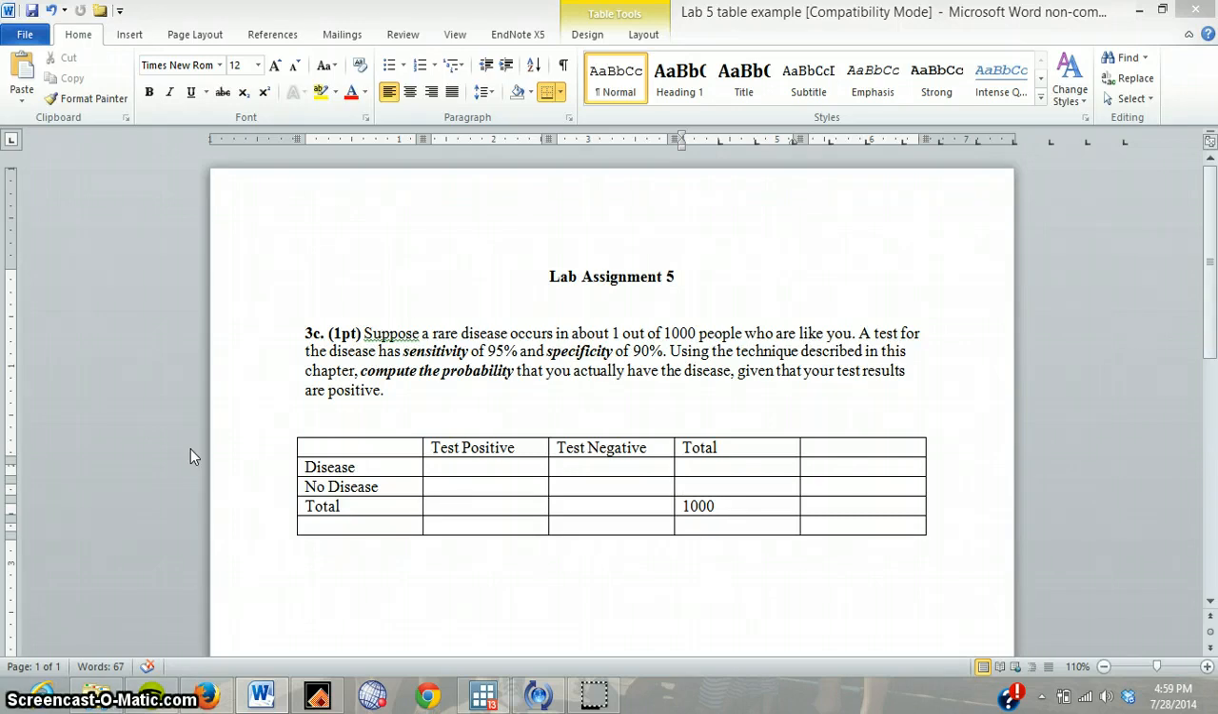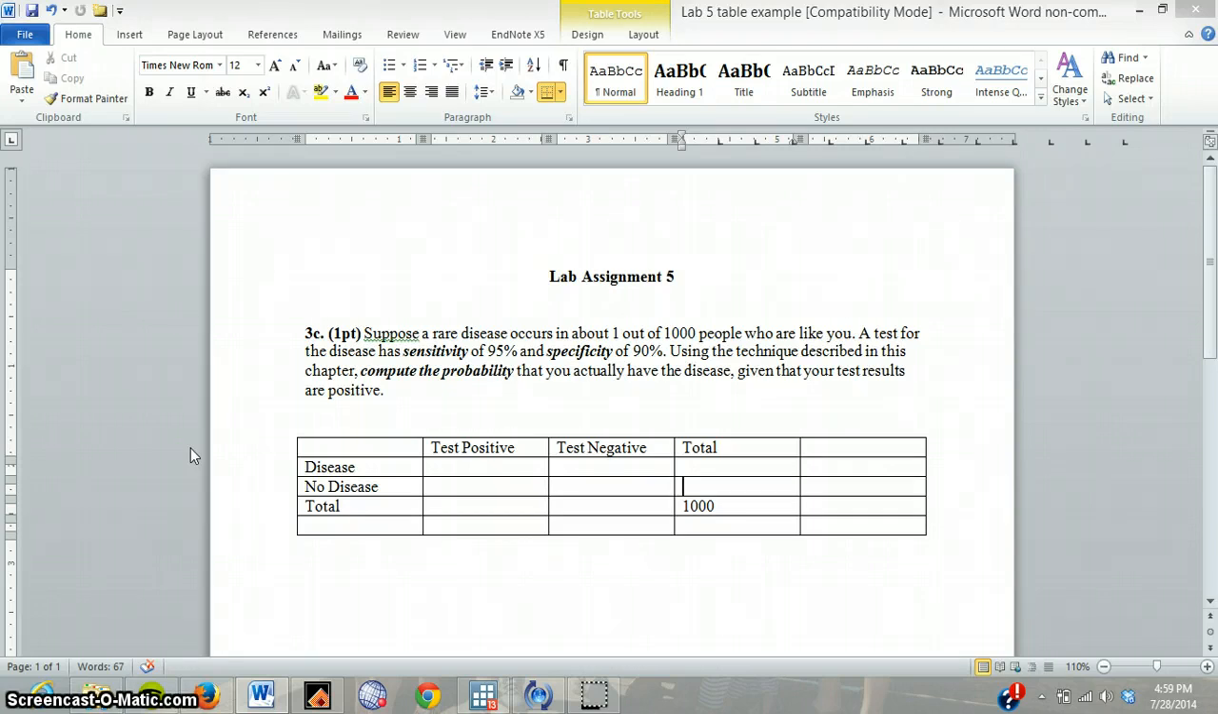So when you read the question, you realize that 1 of every 1,000 people has this disease. And the sensitivity of the test is 95%. So 95% of the time, it correctly identifies someone that has the disease, and the specificity is correctly identifying someone that doesn't have the disease, that tests negative.